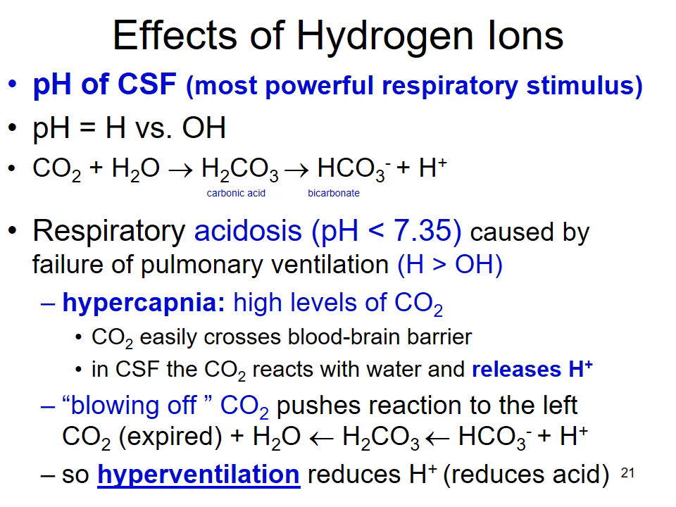Hypercapnia means that they have abnormally high levels of CO2, and according to the formula above on the slide, if you have CO2, you have free-floating hydrogens. So if your CO2 goes up, your hydrogens go up as well. On your slide, it says hypercapnia is caused by high levels of CO2. CO2, carbon dioxide, can easily cross the blood-brain barrier, and it will start reacting with water and releasing hydrogens. And all this extra hydrogen is what's going to cause the concentration of H to exceed that of OH. So now you are in respiratory acidosis.